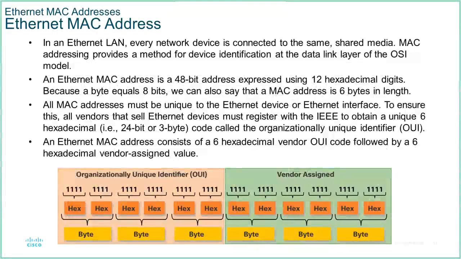So this is our organizationally unique identifier, basically our vendor identifier, and then the second half is our unique vendor assigned value. So each card that goes through a manufacturer gets one value added in the vendor assigned portion, and basically we can do searches on specific OUIs, the vendor portion, to work out what type of devices are connected into the network, for example.